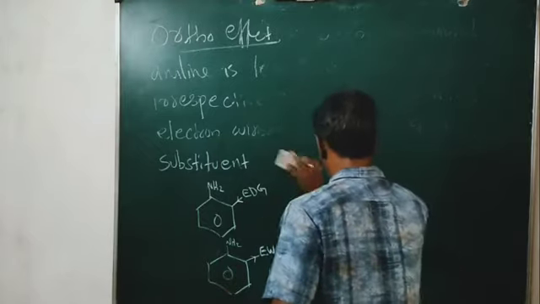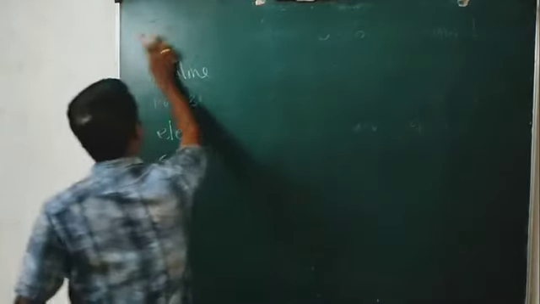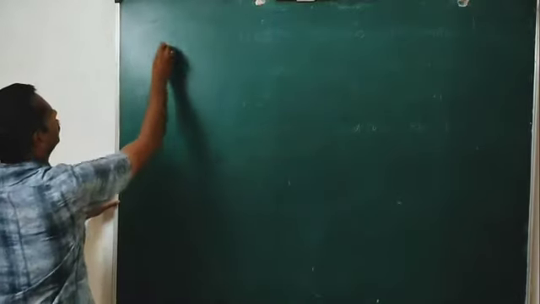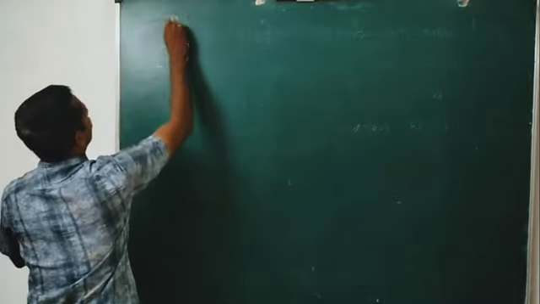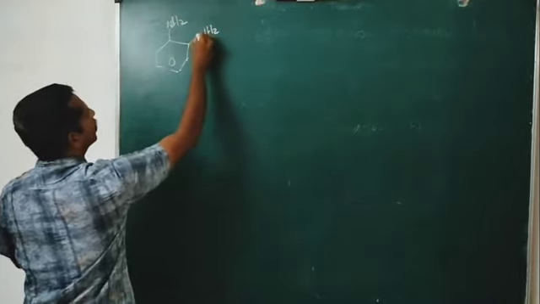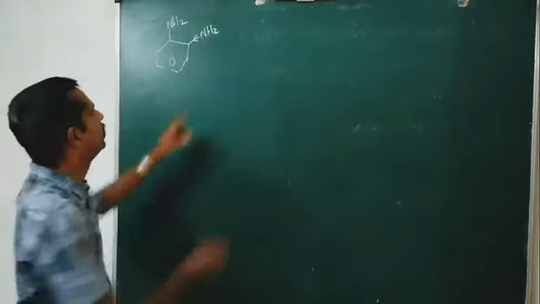Now look at here. When you consider ortho substituted, meta substituted and para substituted aniline, what is the order of basicity? You have ortho substituted NH2. Here is also NH2. This NH2 is electron donating group, EDG.